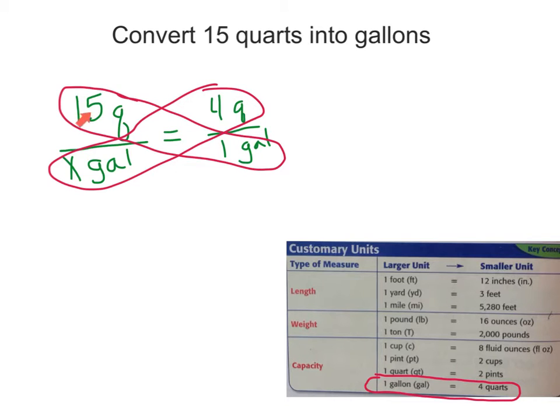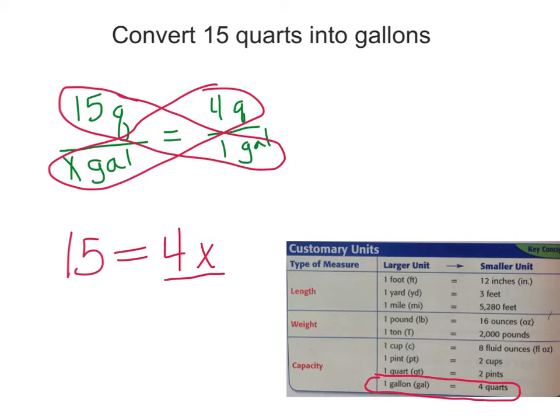So I'll start by taking the 15 times the 1, and I know that that equals 15. I can do that in my head. And that's going to equal 4 times some number. Okay, so that x is what I'm using to represent that. So over here I put 4 times x. And now I'm going to solve for that.